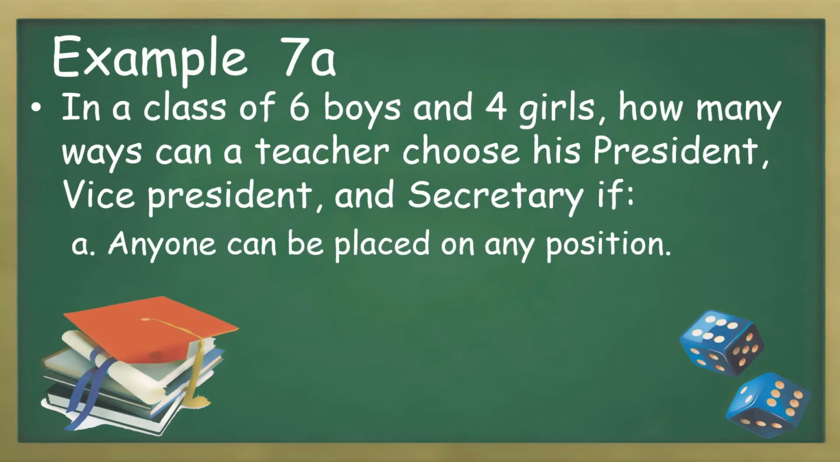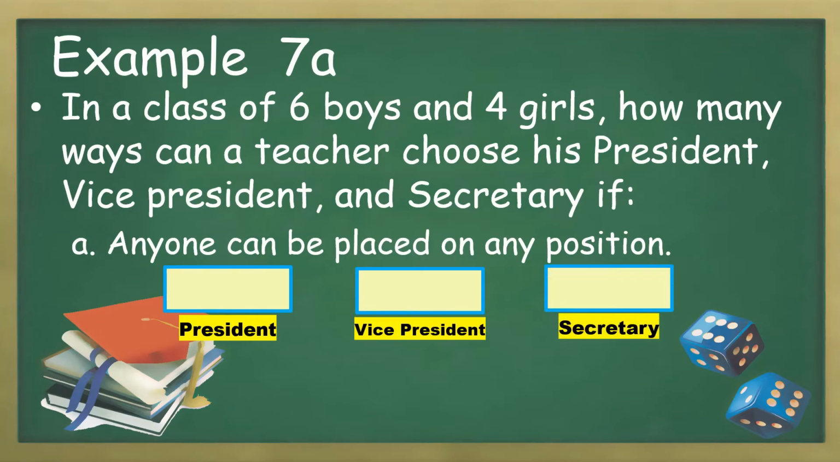Okay, so let's have another one. In a class of 6 boys and 4 girls, how many ways can a teacher choose his president, vice president, and secretary if anyone can be placed on any position? Again, we have to identify first our selections. So we are going to have a selection for president, a selection for vice president, and a selection for secretary. If a teacher will choose his president, anyone can be placed on any position. So therefore, we can have the 6 boys and the 4 girls on the president's position. So therefore, we will have 10 choices.